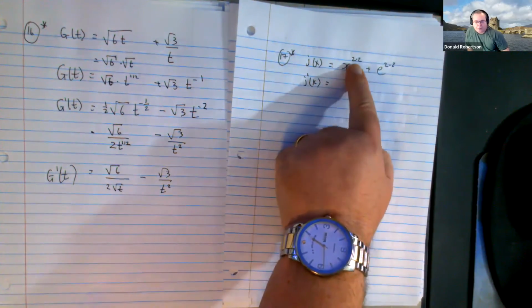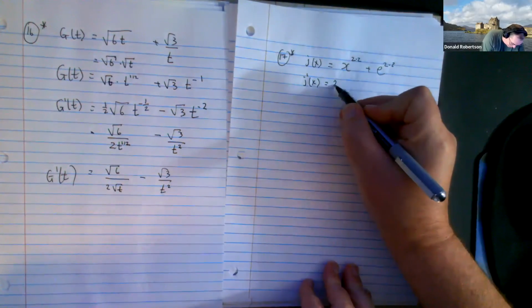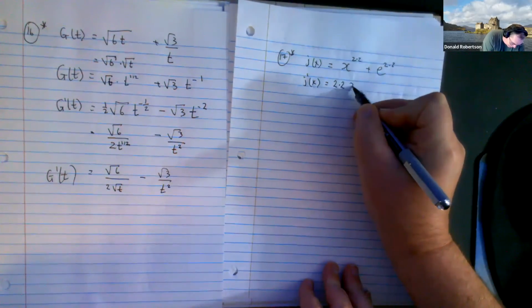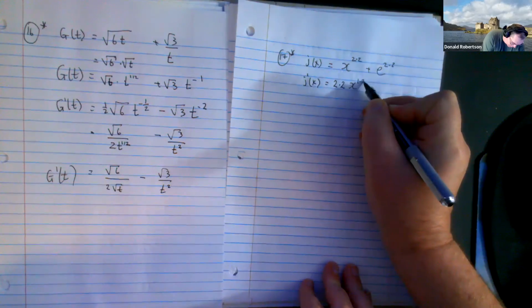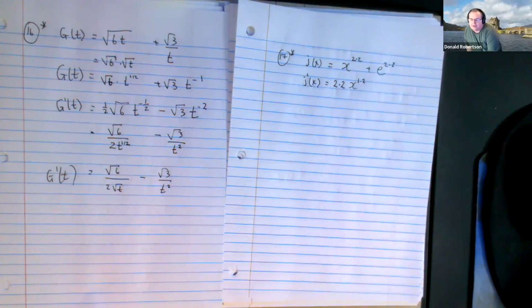Multiply by the power and reduce the power by 1. Would you agree the answer's ugly, but the original was ugly, so what's the deal?